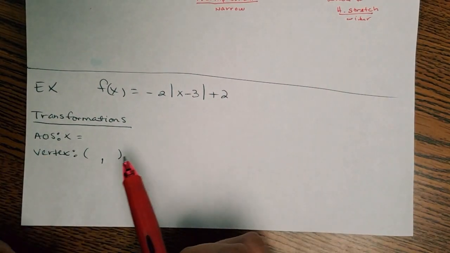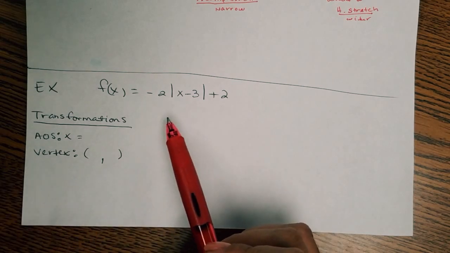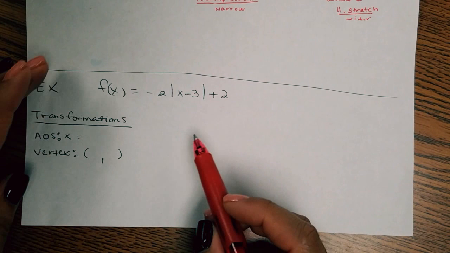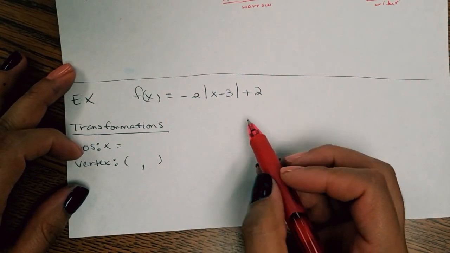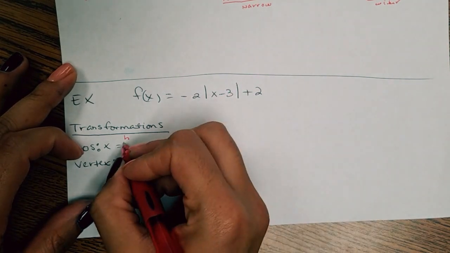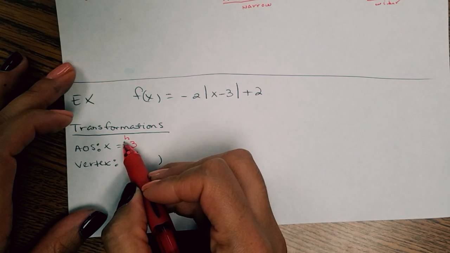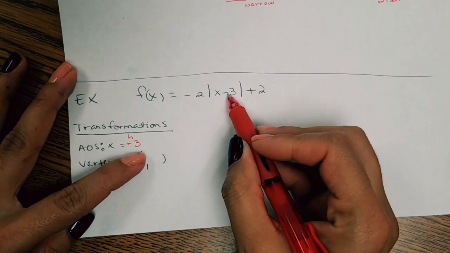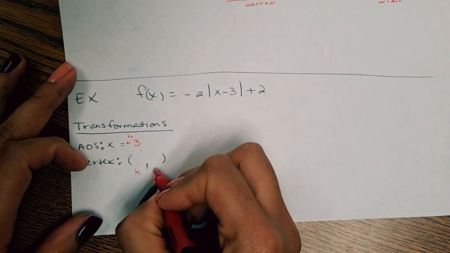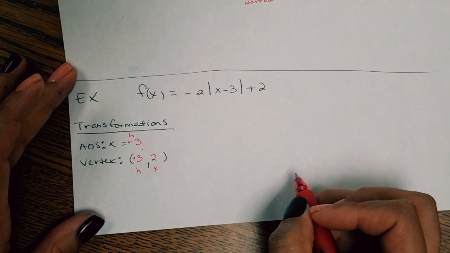So I have a few examples. Given a function like this, you should be able to tell me all of the transformations and all of the properties just by looking at the function. So here I know that my axis of symmetry happens at h. This is a -3, so my axis of symmetry is the line x equals +3. Now you don't have to write that positive, that's just to show you that it changes from a negative to a positive. Your vertex happens at h, k, again, where you change the sign, so +3, +2.